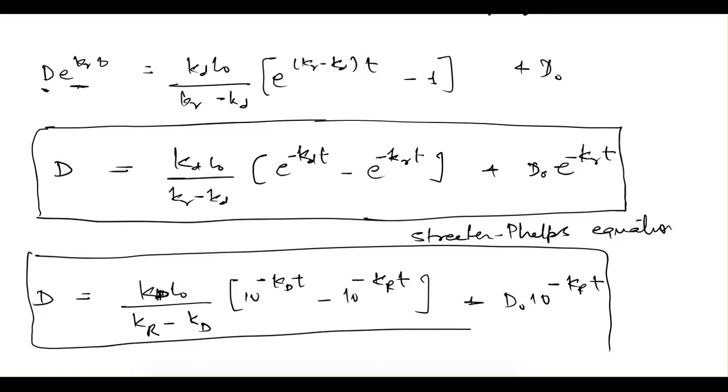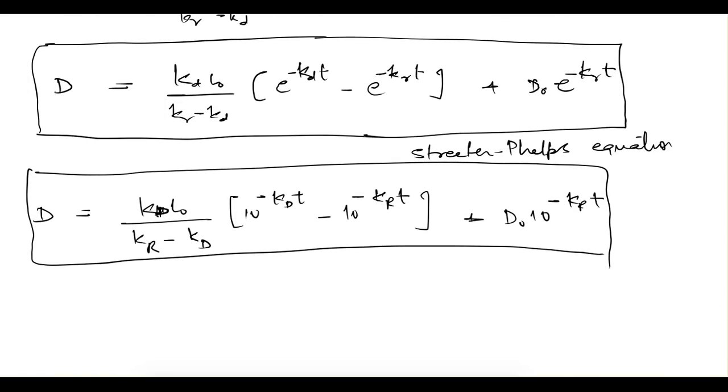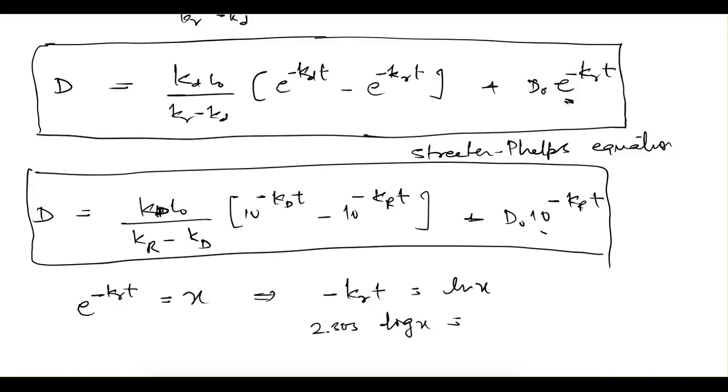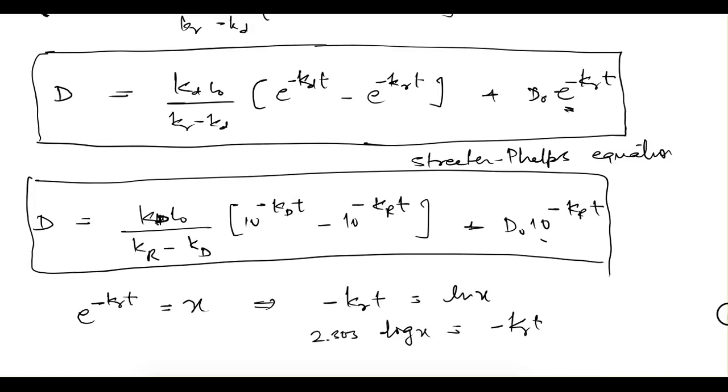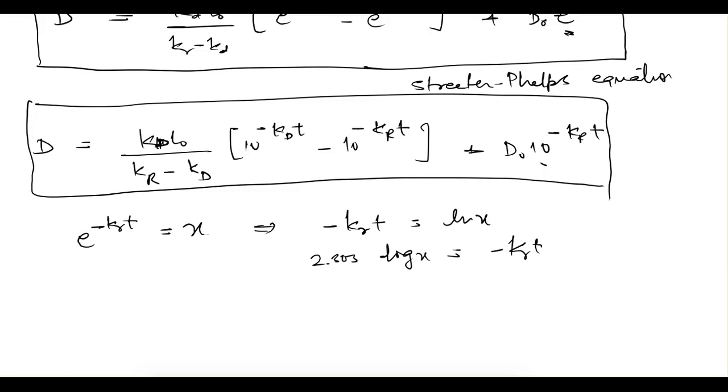So if we are interested in how we have just written e and 10, how we have changed. Let's say e to the power minus kr into t is equal to x. Now we can say minus kr into t would be equal to ln x, and 2.303 log x would be equal to minus kr into t. From here, if you divide kr upon 2.303, it would be equal to your capital KR, that is for base 10. That's how we had done in the BOD also.